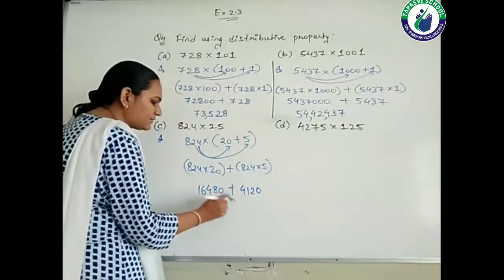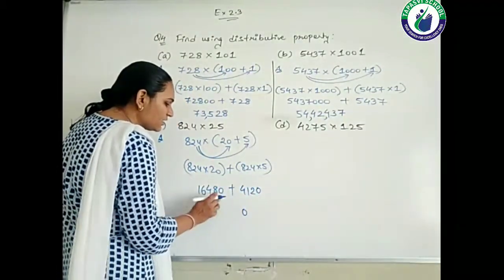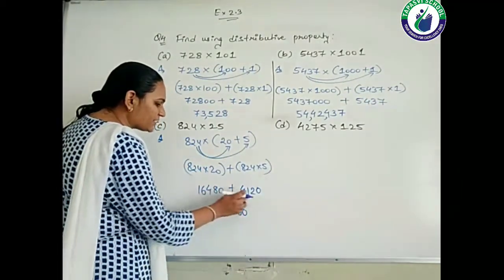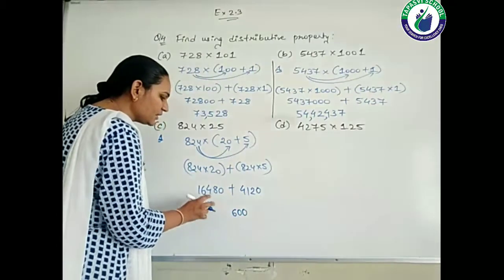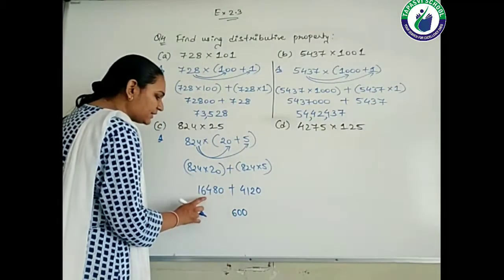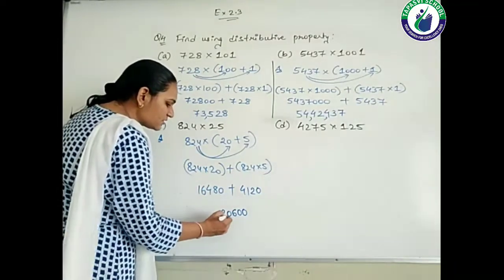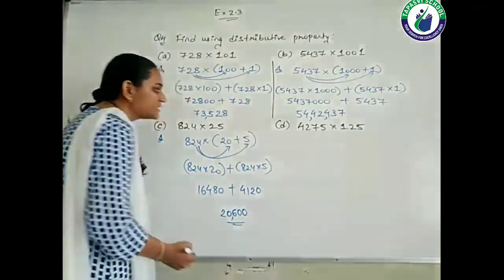Now we will add them. 0 plus 0, 0. 8 plus 2, it is 10. So 1 plus 4, 5, plus 1 6. Now remaining this one, 6 plus 4, it is 10. 1. So the answer is 20,600.